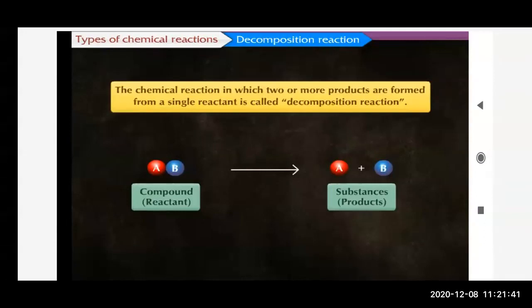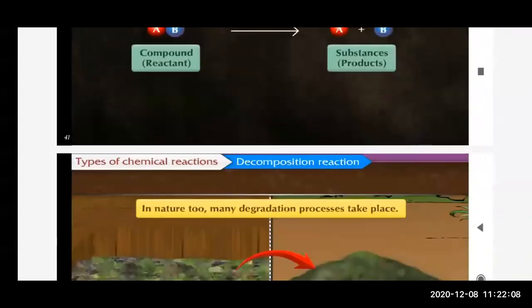So I hope you understood the difference between combination reaction and decomposition reaction, right? The combination reaction means that when two or more reactants combine together to form a single product, it is called a combination reaction, and decomposition reaction is just the opposite: the chemical reaction in which two or more products are formed from a single reactant is called a decomposition reaction.